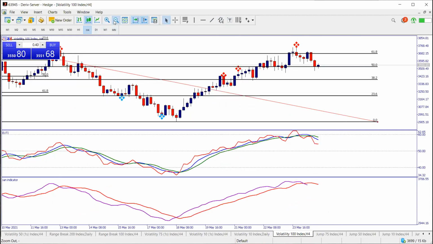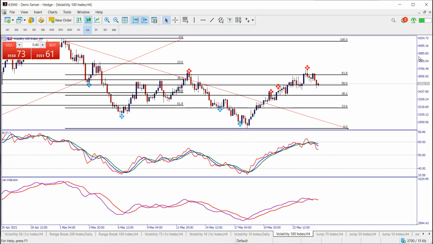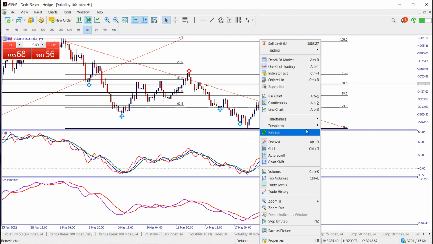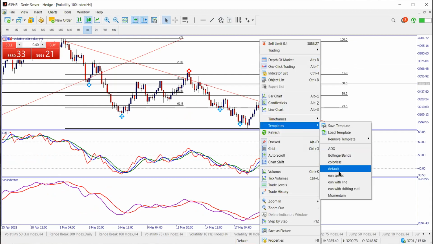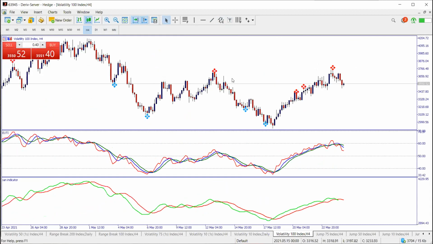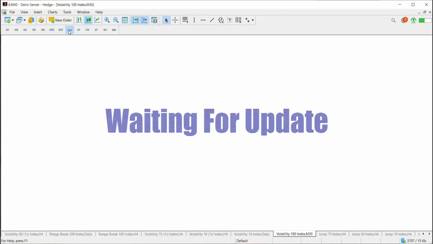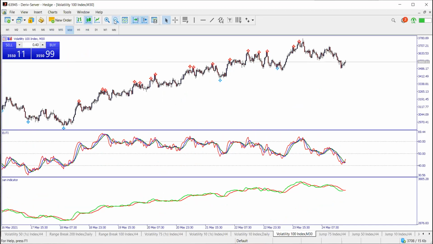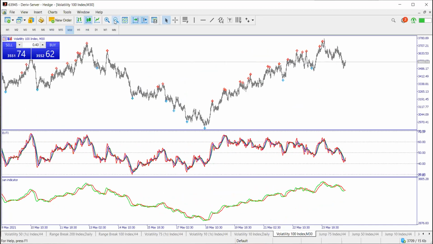Volatility 100 is in sell. It is selling. This one is a sell call. So those who love this pair, you can try your luck. It's a very good pair. I can see there's a double top.